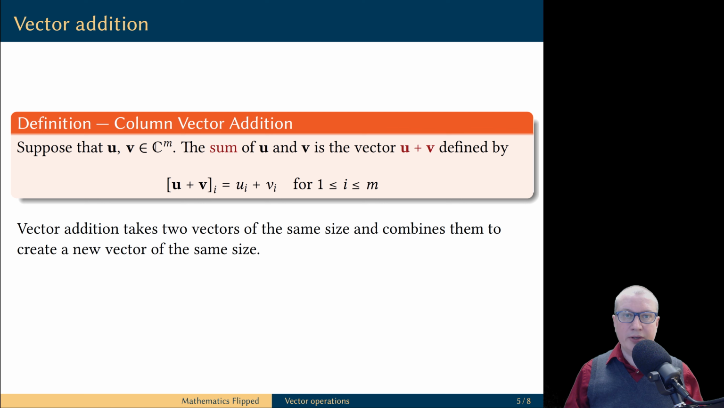This is a binary operation in the sense that as an input it takes two column vectors of the same size, and as an output it produces a new vector of the same size as the two original vectors.